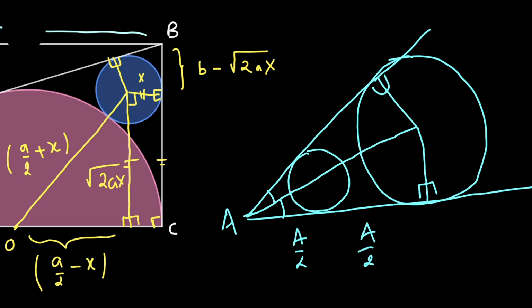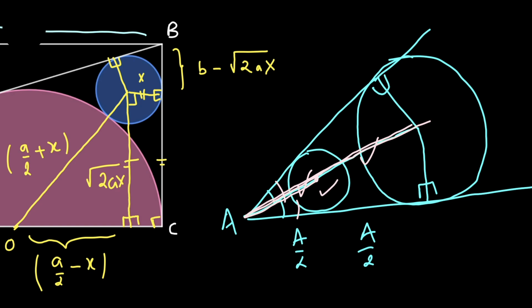So what I can see is that if I draw a line segment from the point A to the center of this circle, it bisects the angle A equally. And again, if I draw a line segment from the point A to the center of the bigger circle, it again bisects the angle A equally. This means both of these lines are going to coincide with each other. That means if I draw a line segment from the point A to the center of the bigger circle, it also passes through the center of the smaller circle.